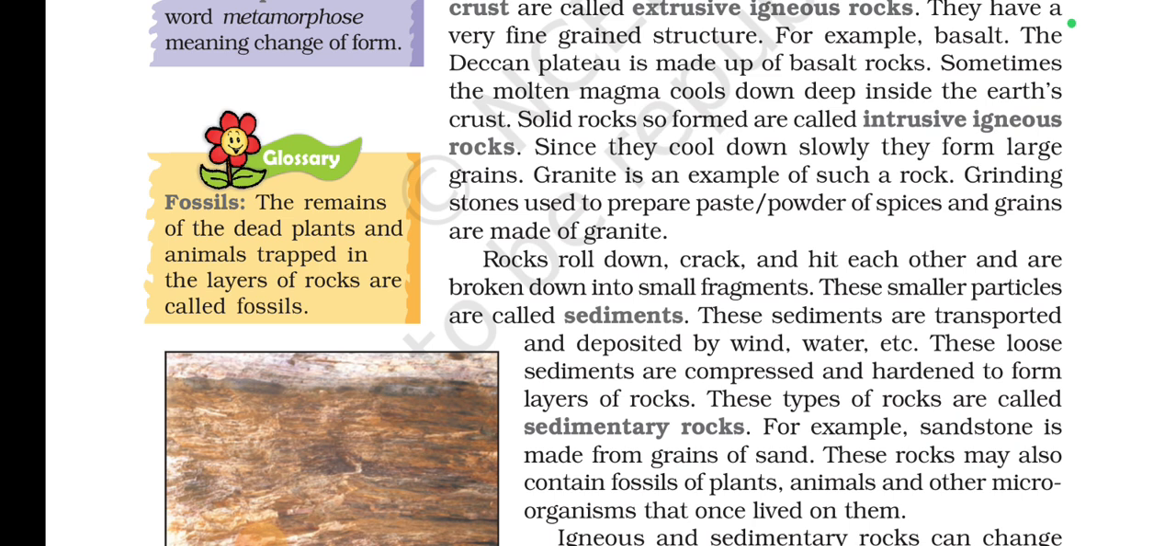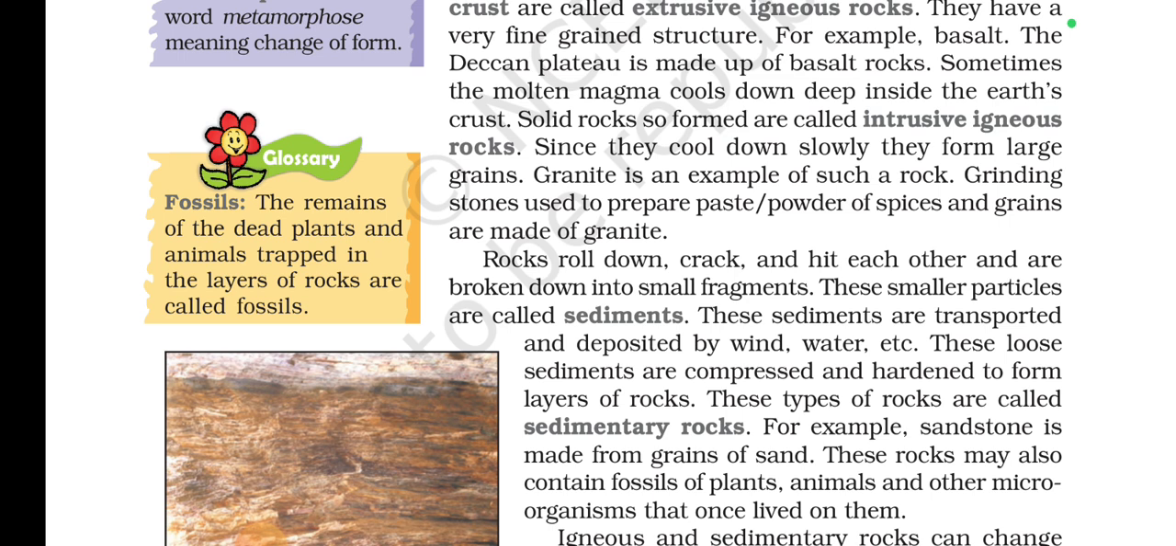So here have been given some examples. This granite is an example of such rock. Grinding stones used to prepare paste or powder of spices and grains are made up of granite. Rocks roll down, crack, and hit each other and are broken down into small fragments, and these smaller particles are called sediments.